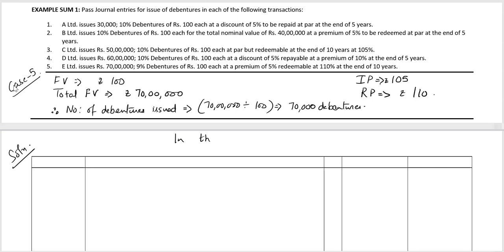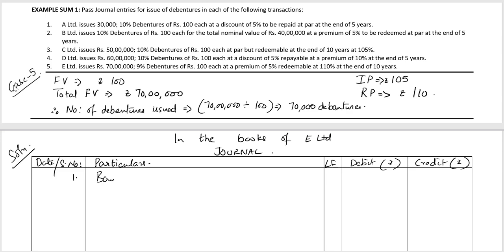In the books of E Limited, journal, date/serial number, particulars, LF, debit rupees and credit rupees. The first entry is for the debenture application and allotment money received.